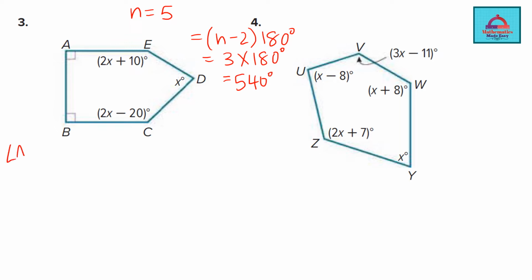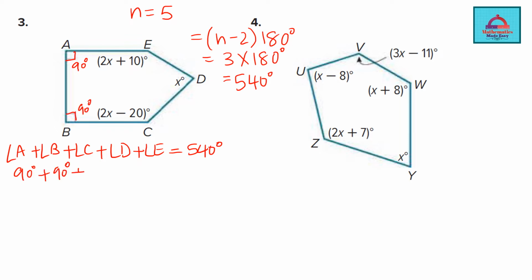So let's apply the theorem. Angle A plus B plus C plus D plus E is coming out to be 540. I hope you understood how we got this 540, and let's plug in the values. This symbol tells you this angle is 90 degrees. Similarly, this symbol tells you this angle is 90 degrees. So 90 plus 90, then angle C, 2x minus 20 degrees, then x degrees, then 2x plus 10 degrees. So this is going to be equal to 540.